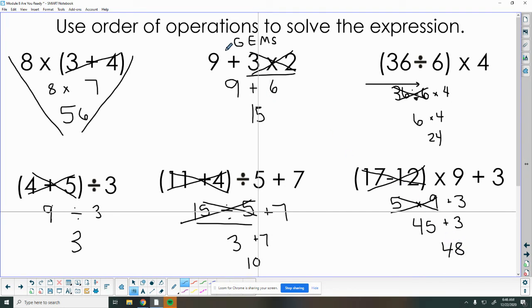So make sure you follow the mathematical rules as you are working on these problems. So go ahead and try the Module 8 Are you ready? And let me know if you need help with anything.